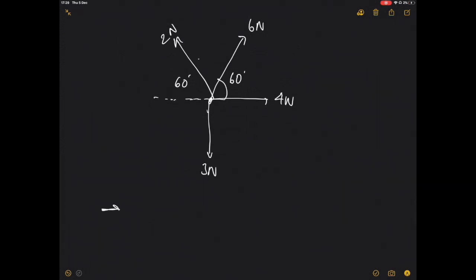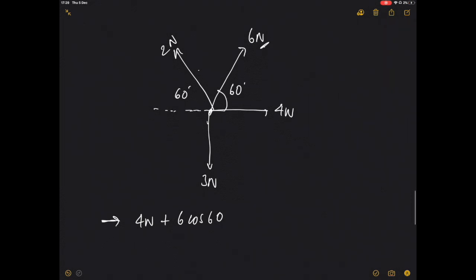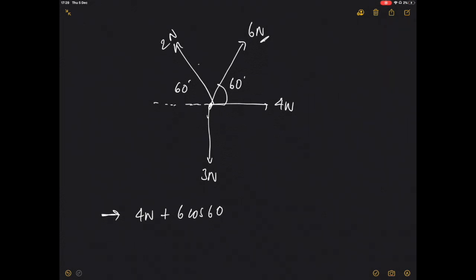So let's try the horizontal first. What have we got as horizontal components? First of all, quite simply, we have this 4 newtons. Next we have our 6 newton component. This direction is the same direction as 4, so that would be plus 6 cos 60. And then in the other direction, we have 2 newtons, so it'll be negative 2 cos 60 again.